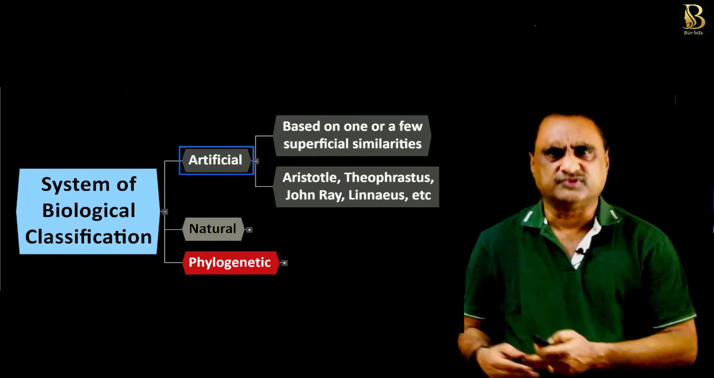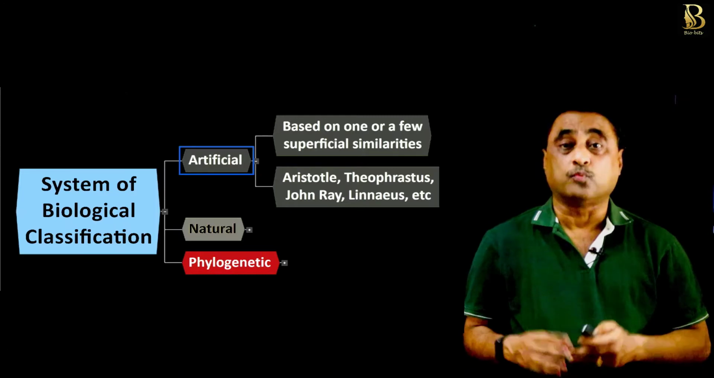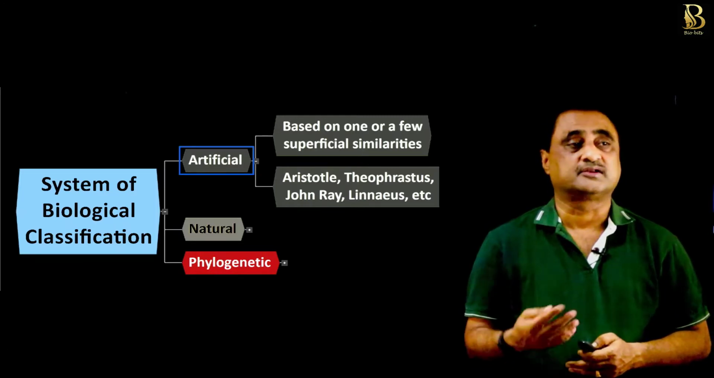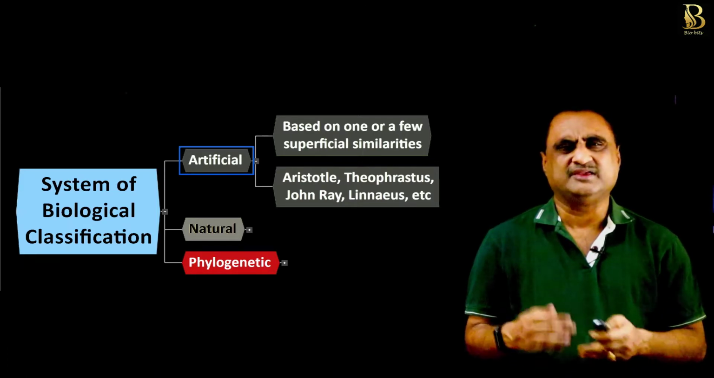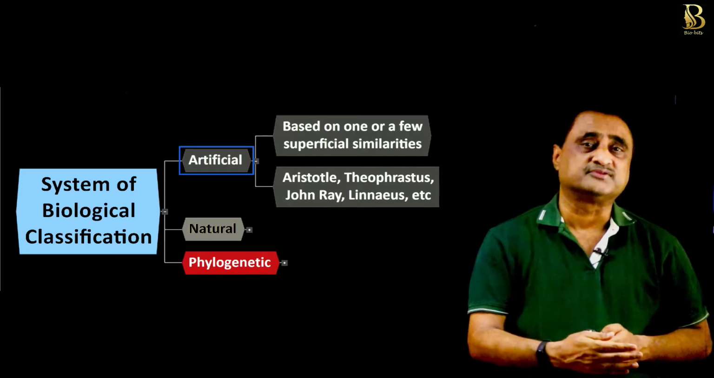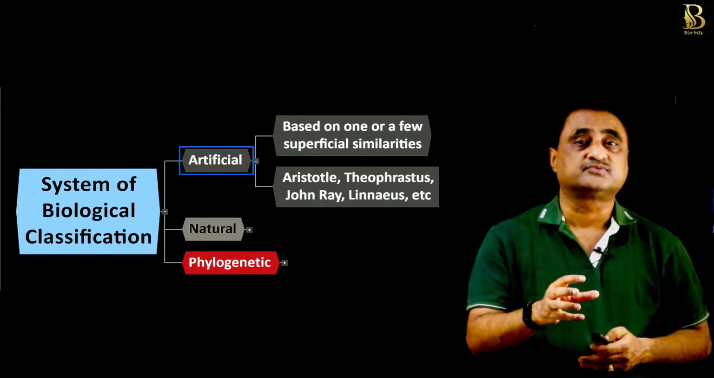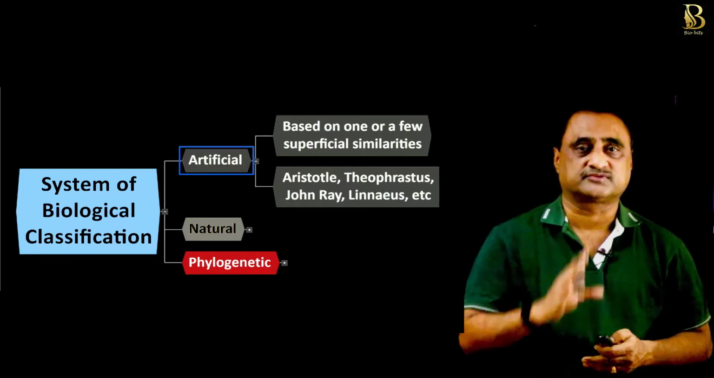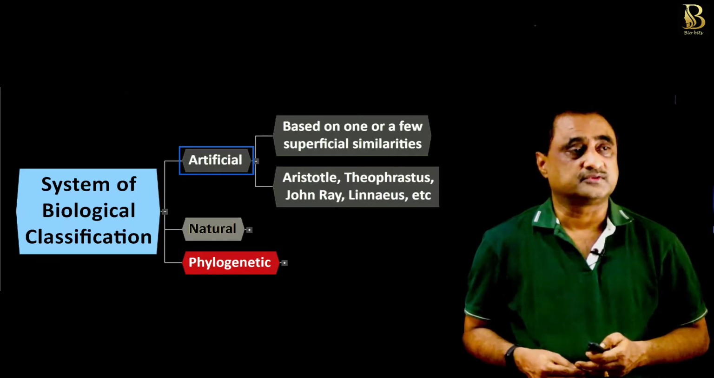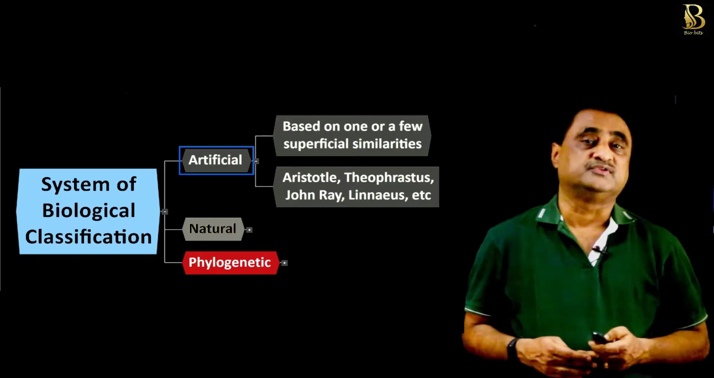Now why do we call it artificial? Very simple. We call it artificial because it is based on one or a few characters only. That's why we call such a classification artificial, and it is an ancient one. Aristotle also did some sort of classification, but the basis of classifying species for Aristotle was just one or a few characters, and they were not correlated. So that's why we call them artificial. Even the classification done by Linnaeus belongs to the artificial one.